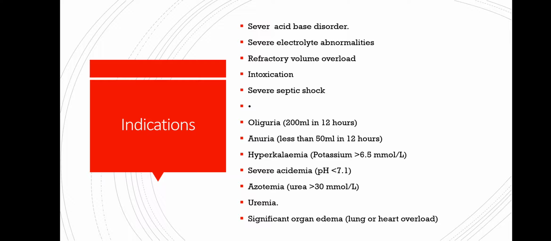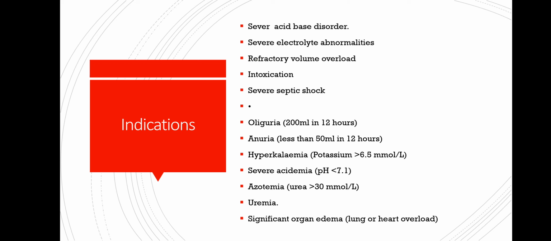Then indications of CRRT. There are several indications: first is severe acid-base disorder, then severe electrolyte abnormalities, refractory volume overload, intoxications, and severe septic shock. Oliguria means less than 200 ml in 12 hours. Anuria means less than 15 ml in 12 hours.